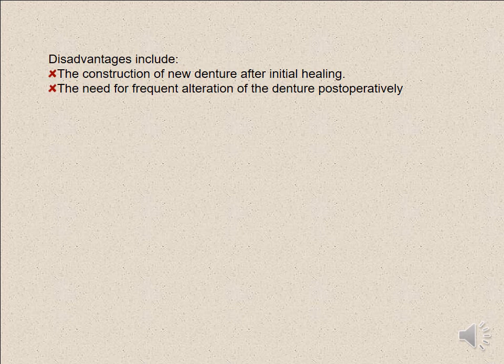The disadvantages of immediate denture include the construction of a new denture after initial healing. نحتاج إلى أن نسوي a new denture after a period of 6 months to 1 year. هذا لأنه راح يصير resorption للريج، راح يصير unstable denture، لهذا يجب أن نعيد a new one. The second disadvantage is the need for frequent alteration of the denture post-operatively. هو حقيقة إنه نعيد نسوي relining for the base of the denture after a period and repeat it many times.